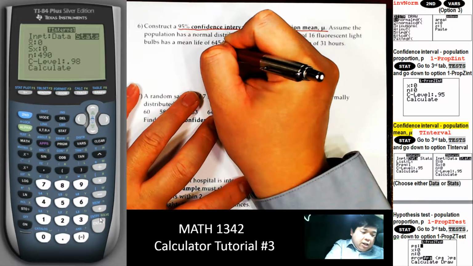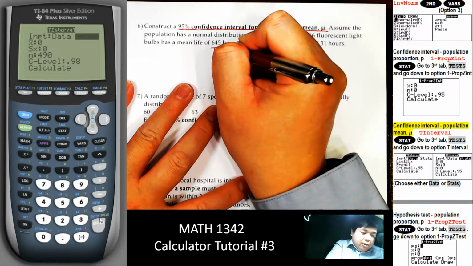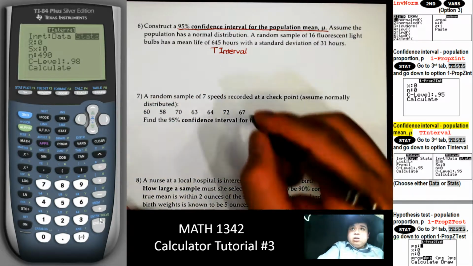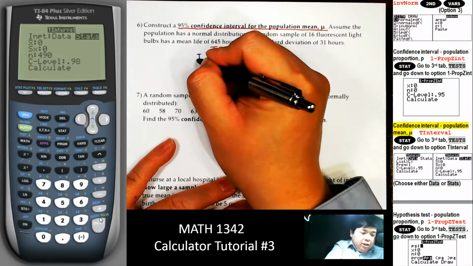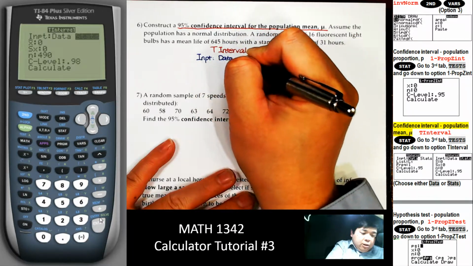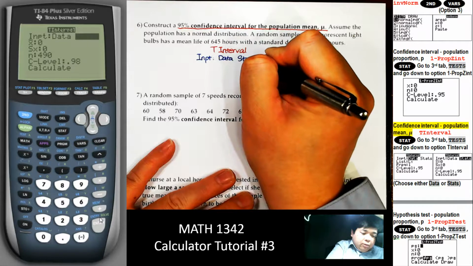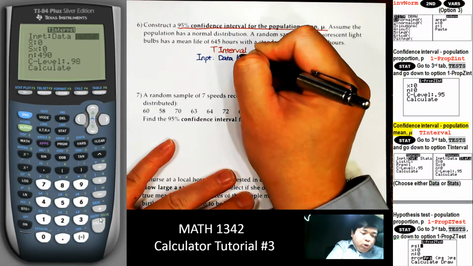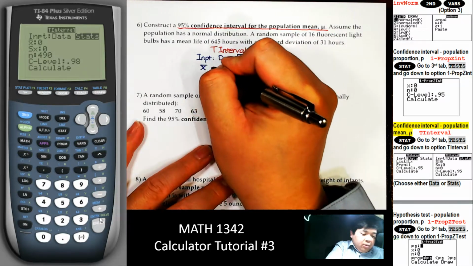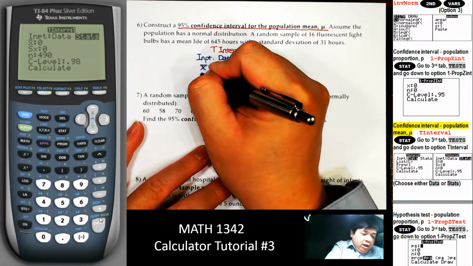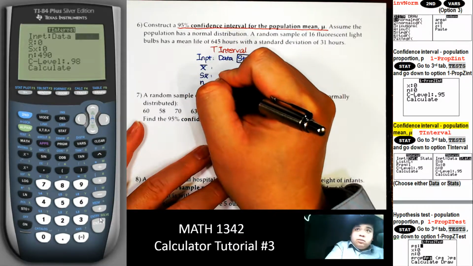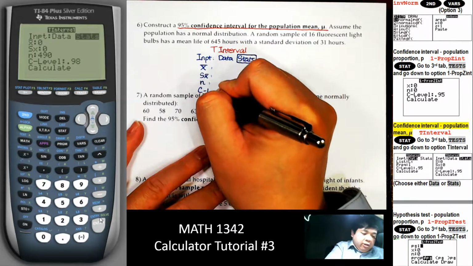So this is t interval. The window, in this case, we have the input, and this time we choose the statistics. That's what we have: mean, standard deviation, and n, and then C level.